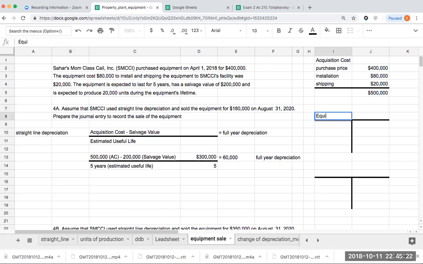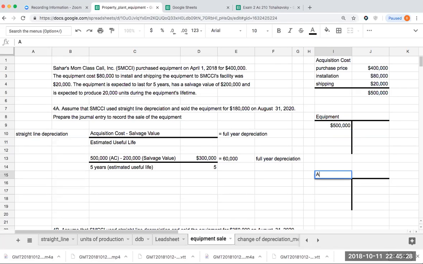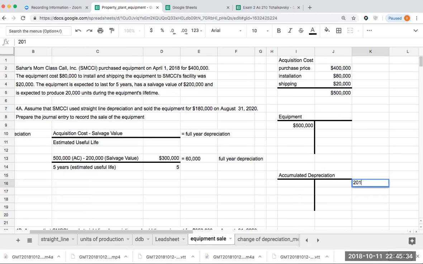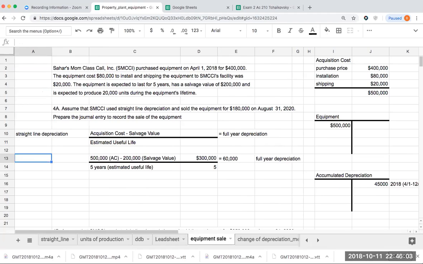So on our books right now, we have equipment of $500,000, and then accumulated depreciation. We computed the first year, 2018, which is really April 1st when we bought it through December 31st, to be $45,000. How did we get $45,000? Well, $60,000 was for the full year, and we multiply that by 9/12, April 1st to December 31st. That's what we did in that prior question.